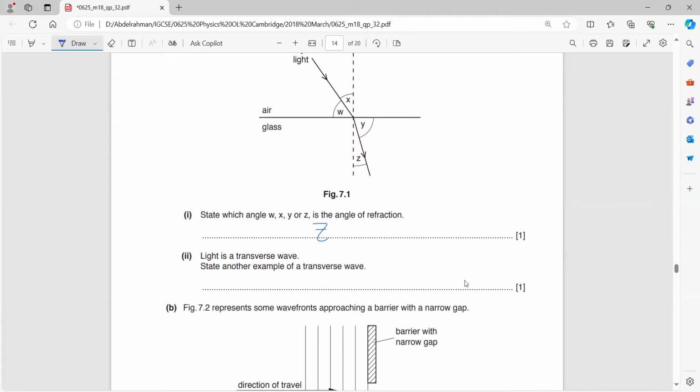Radio waves. Okay, radio. Sound is wrong. Sound is not a transverse wave. Radio waves, microwaves, whatever electromagnetic waves, they are transverse waves. If you say, for example, water waves, they are transverse waves.